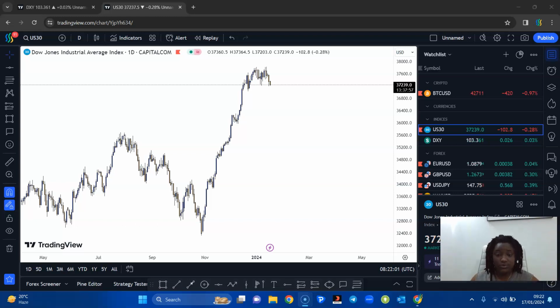Today I'm going to show you the simple way that I analyze US30. You've probably seen various analyses on US30 and you've been wondering in your head, I'm not able to get this chart. What do I need to do?